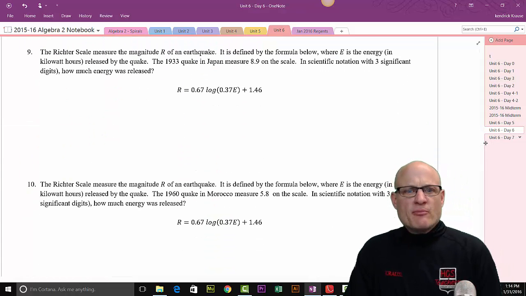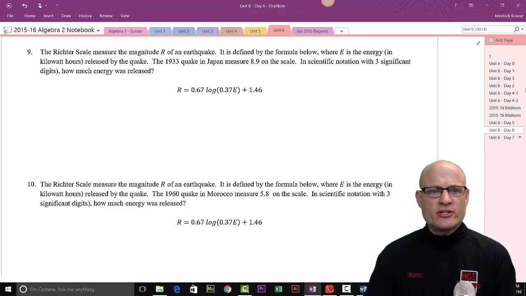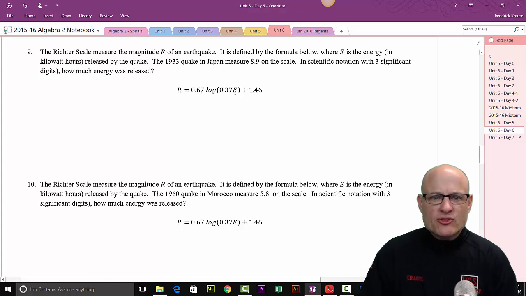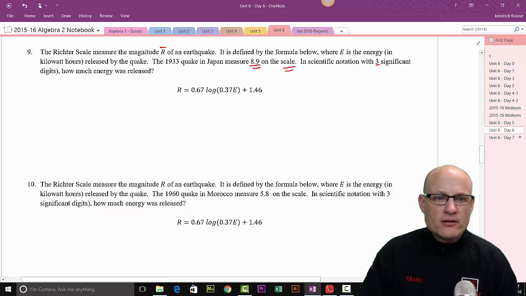The Richter scale measures the magnitude R of an earthquake. It is defined by that formula where E is the energy in kilowatt hours released by the quake. The 1933 quake in Japan measured 8.9 on this scale. In scientific notation with 3 significant digits, how much energy was released? So R is the magnitude. What are we looking for in this one?